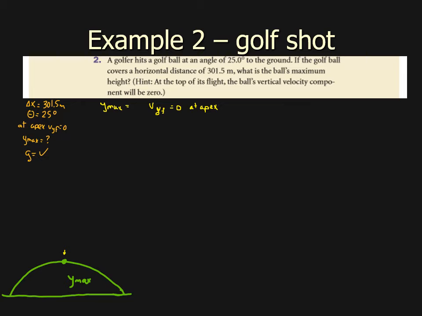Okay, so what can we then say about that? We can say that the final y velocity is equal to the initial velocity times the sine of the angle plus gravity multiplied by the change in time, and all of this is equal to 0.